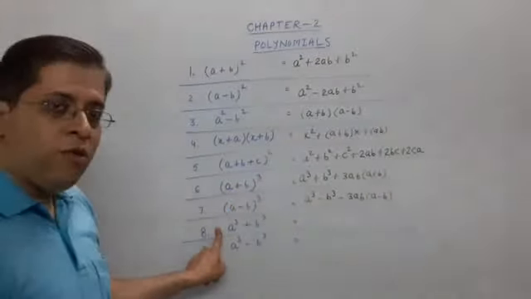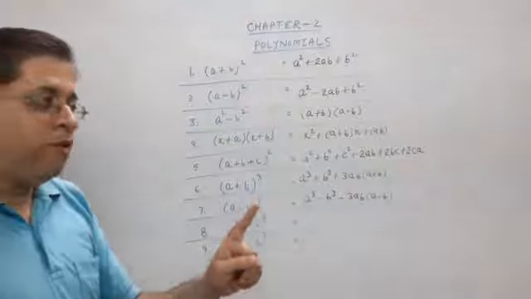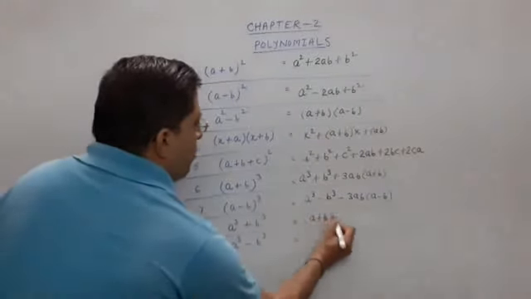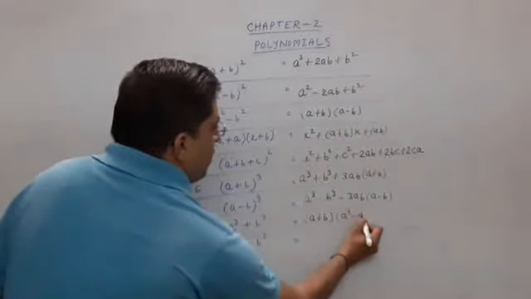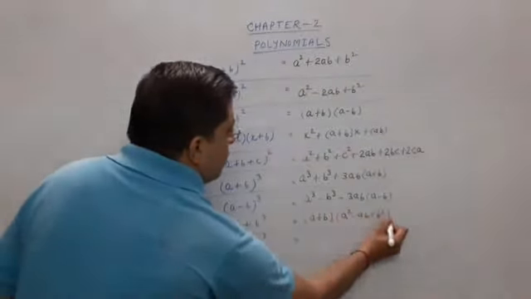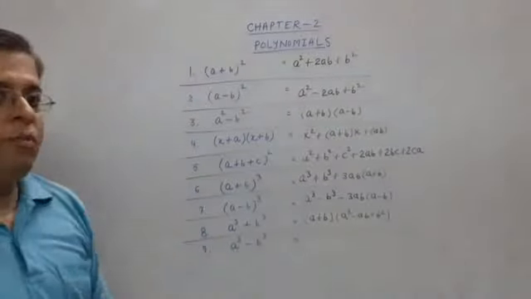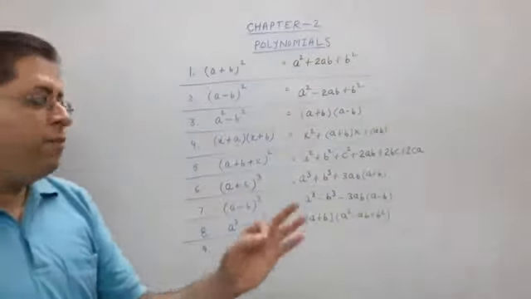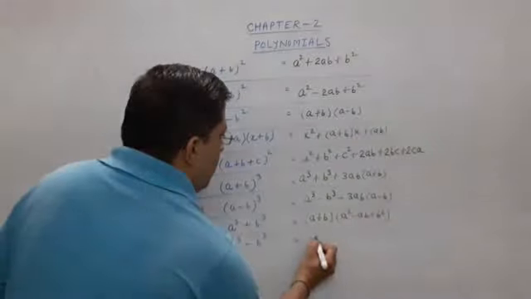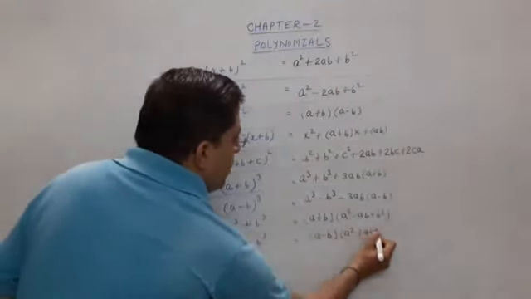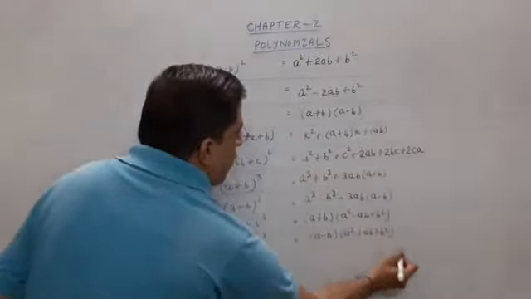What is a cube plus b cube? It is a very important one. (a + b)(a square minus ab plus b square). And one last one is a cube minus b cube. This will be (a - b)(a square plus ab plus b square).